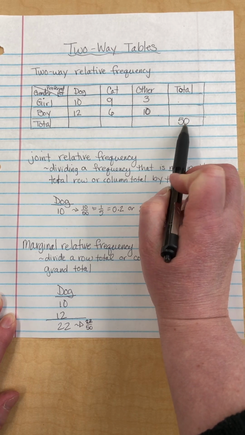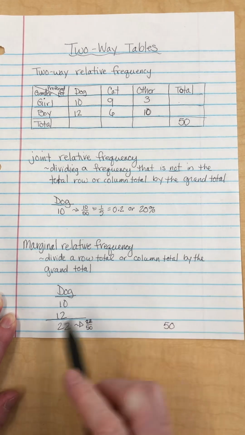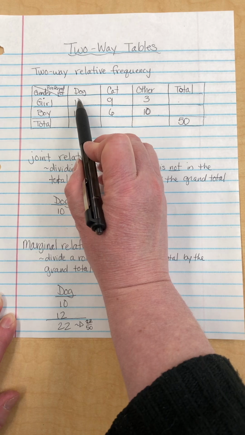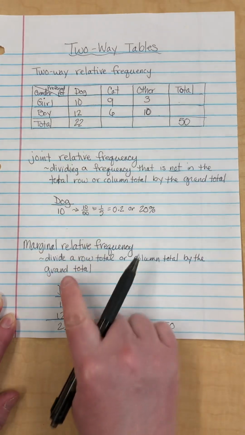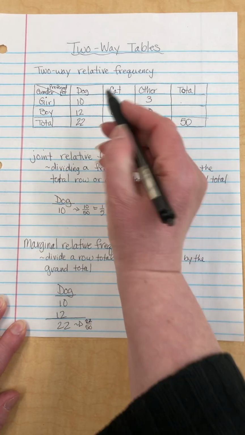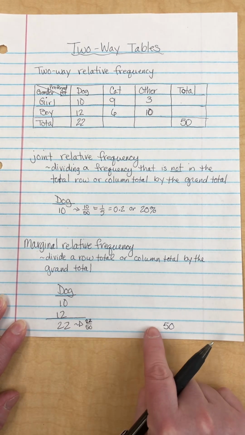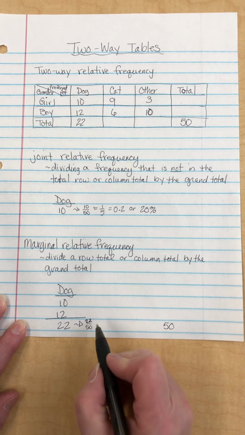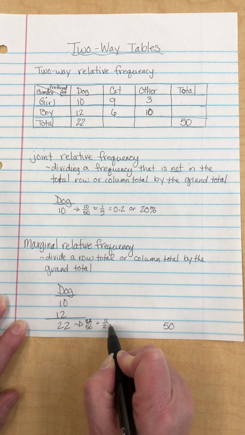The marginal relative frequency, once you have these totals in here, is when you take a total and divide it by the grand total. If I look at this column here, 10 and 12 is 22. For the marginal relative frequency, I take this total of 22 and divide by the total of 50. So 22 divided by 50 ends up being 11 over 25.